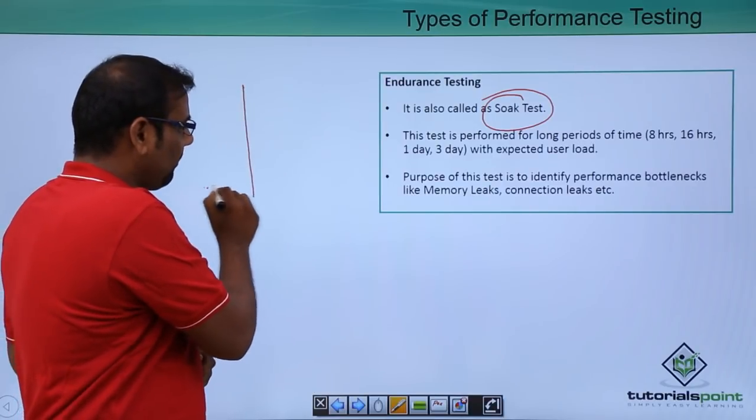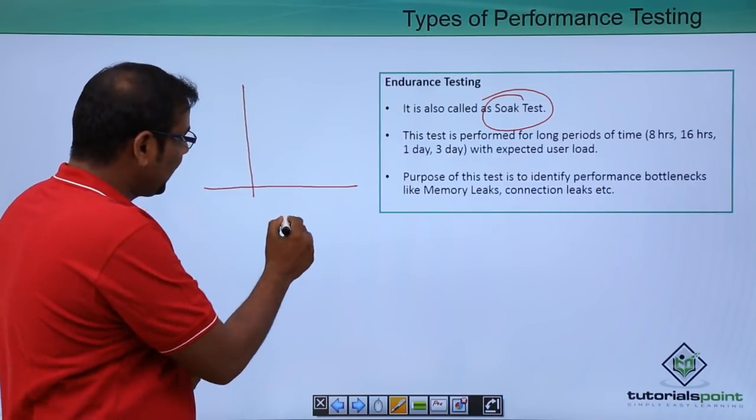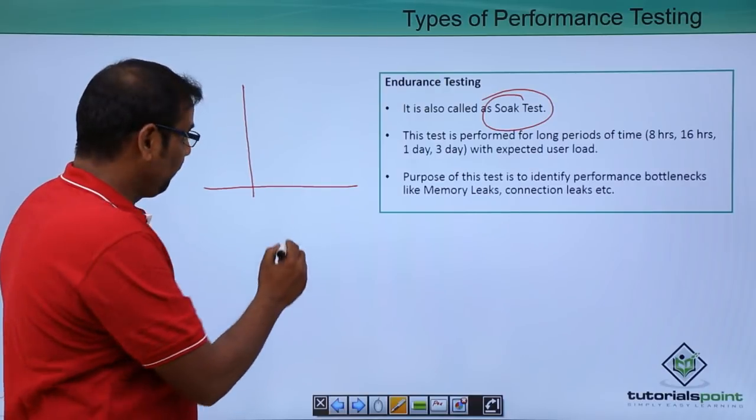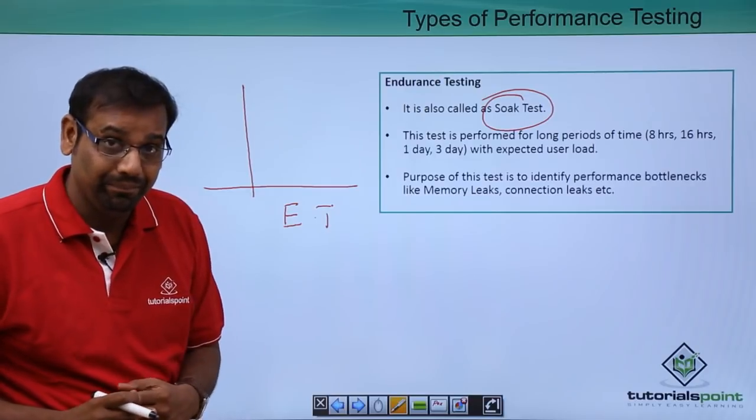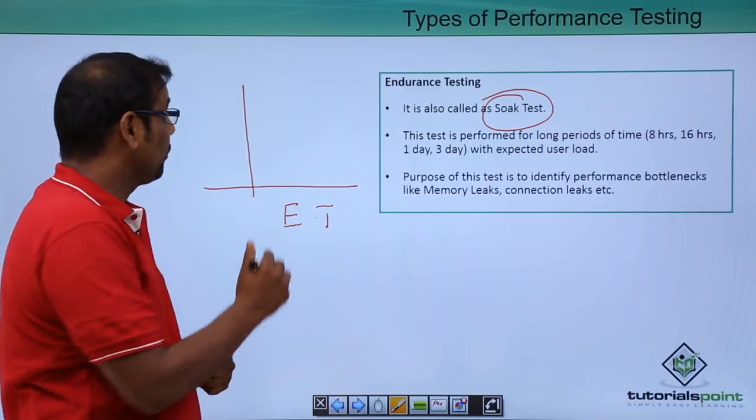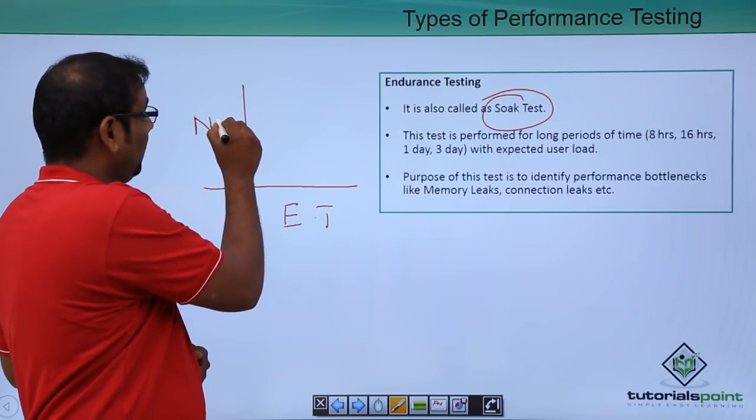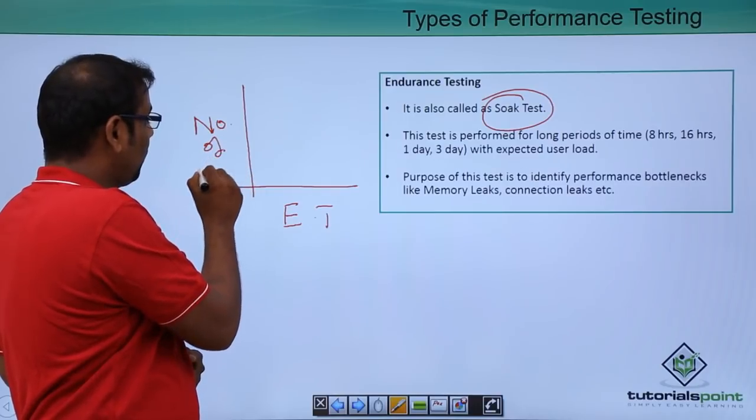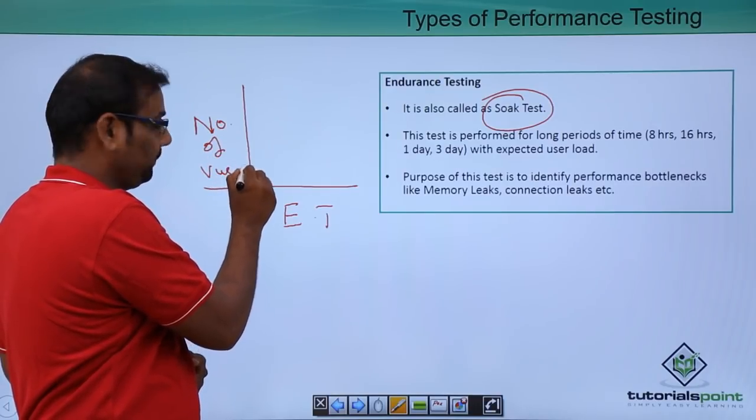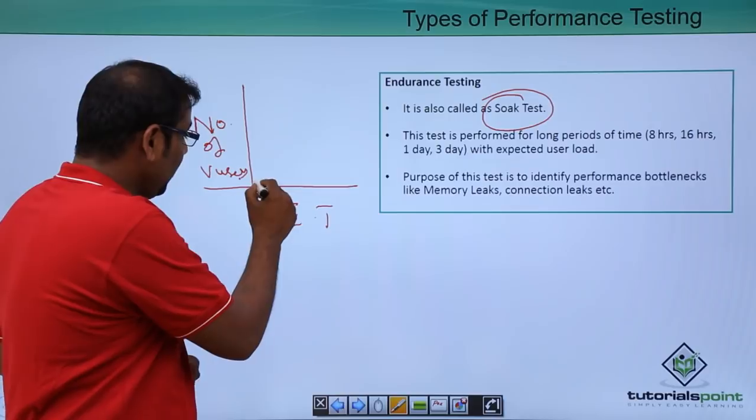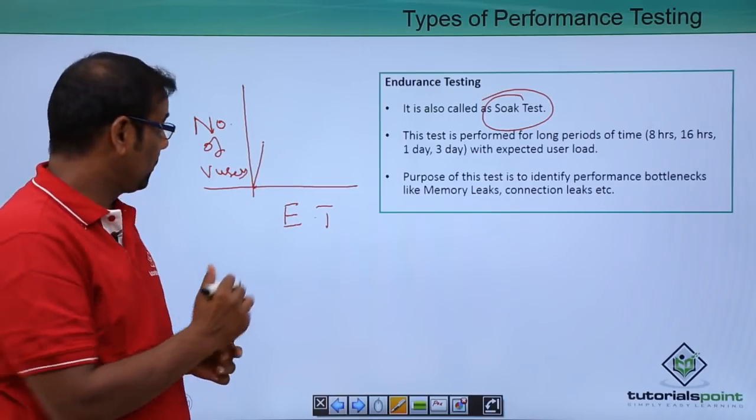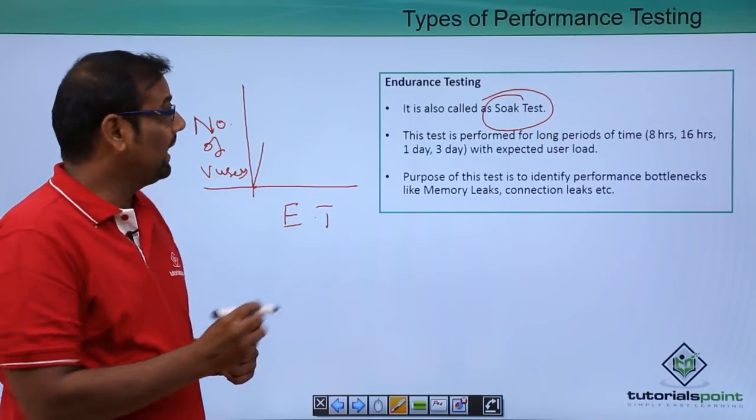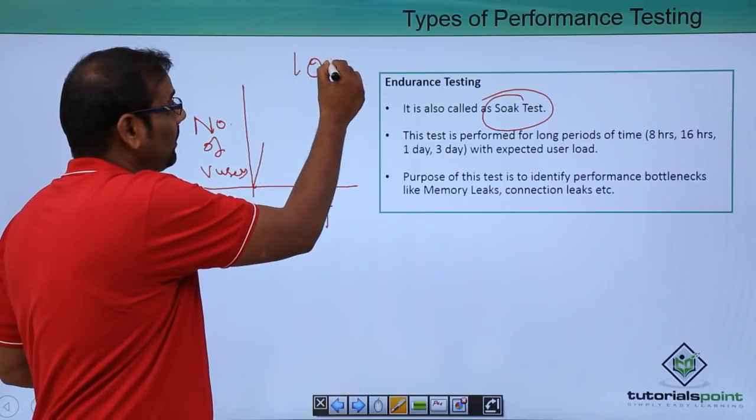So going back over to our graph, again on the x-axis we have the same thing, which is elapsed time, and on the y-axis you have number of virtual users. Okay, so here we have a ramp up as we had with the load test. So it will be increased. Let's say the peak user load is 1000.